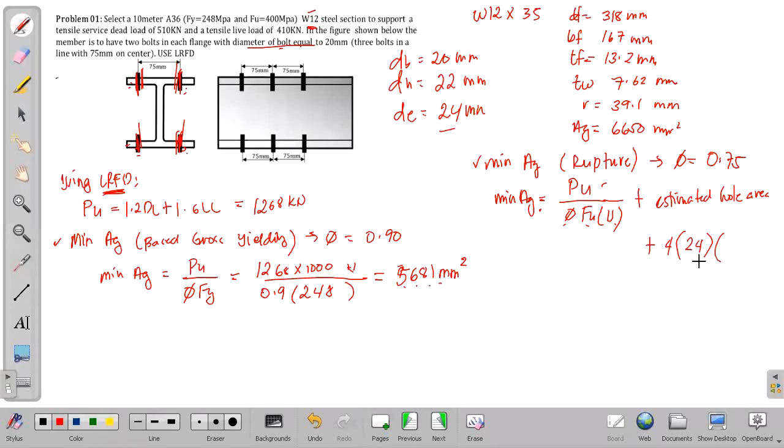Okay, times, ano pang kailangan natin? That is the thickness. Okay, hole area. So, ang kailangan natin is the thickness of nasaan ba yung hole natin? Nasa flange. So, ang kailangan natin is yung thickness ng flange. That is 13.2. Okay? So, yung PU natin, 1268 times 1,000 in Newton times phi, 0.75 FU of 400 times U. Ano yung magiging U natin?